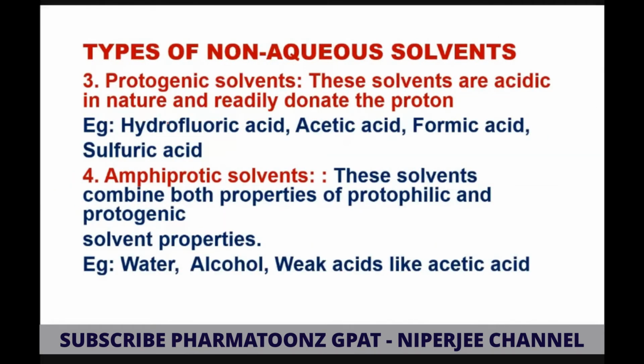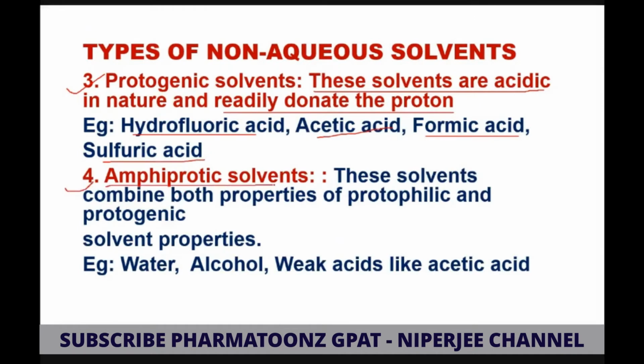Next is the protogenic solvents. These solvents are acidic in nature and readily donate protons. This solvent already has protons and is acidic in nature. As per the definition, it donates the proton, so it is called a protogenic solvent. Hydrofluoric acid HF, acetic acid, formic acid and sulfuric acid are examples of protogenic solvents.